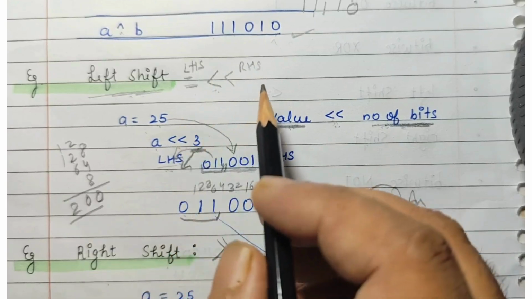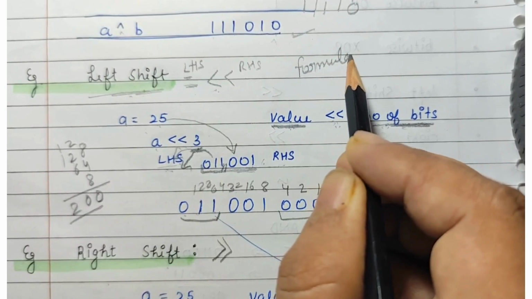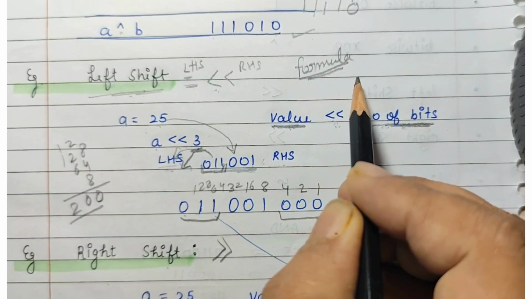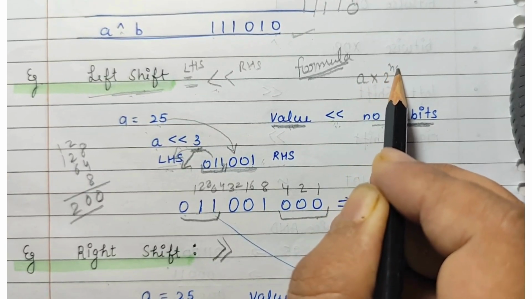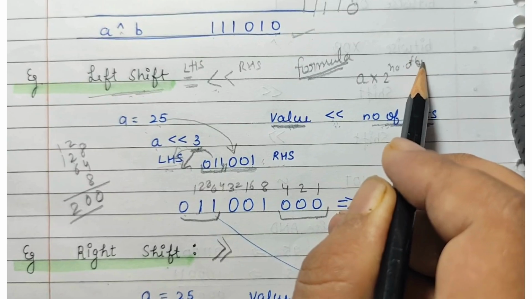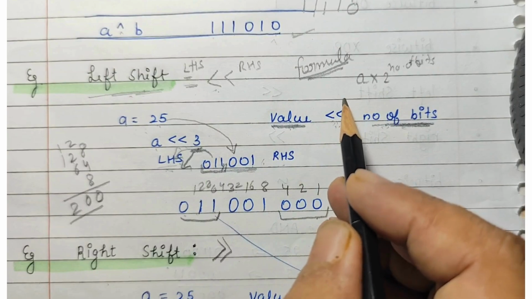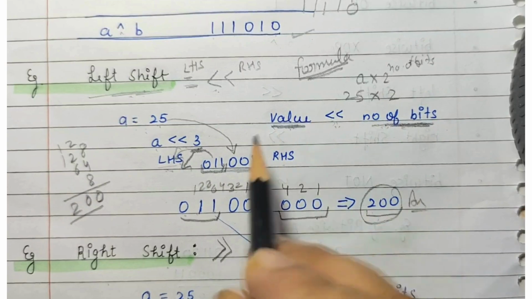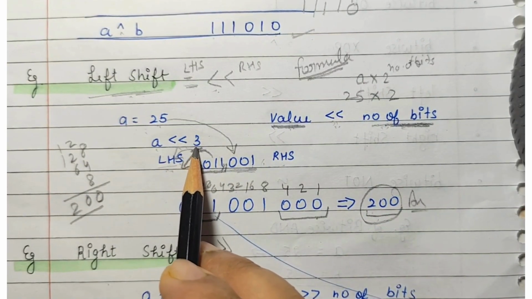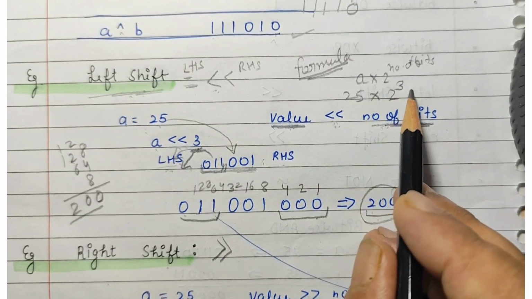Another thing is, there is also a formula for calculating the output of the left shift operation. That formula is a multiplied by 2 raised to power number of bits. This is again one formula. What is the value of a? A has a value 25, multiplied by 2 raised to power, the number of bits you are shifting by, which is 3. So 2 raised to power 3.